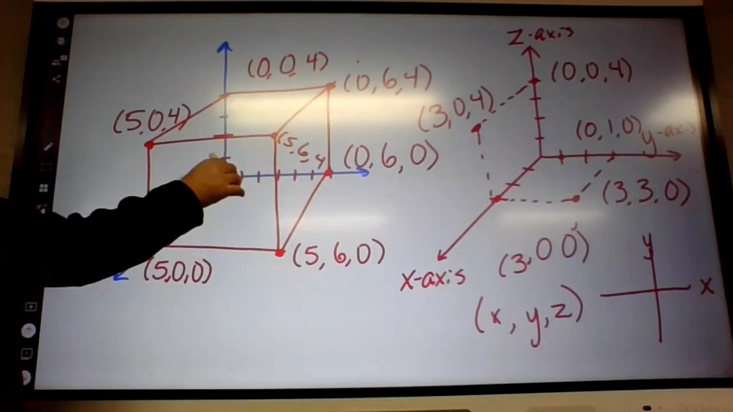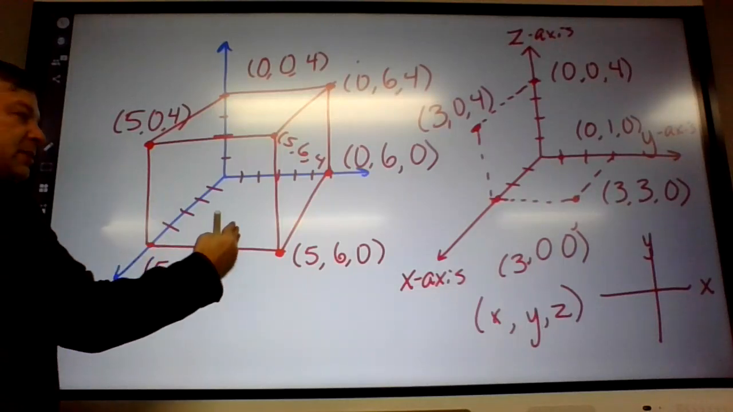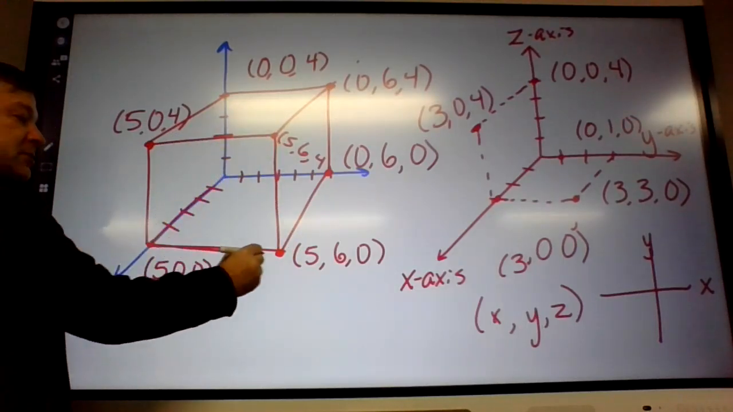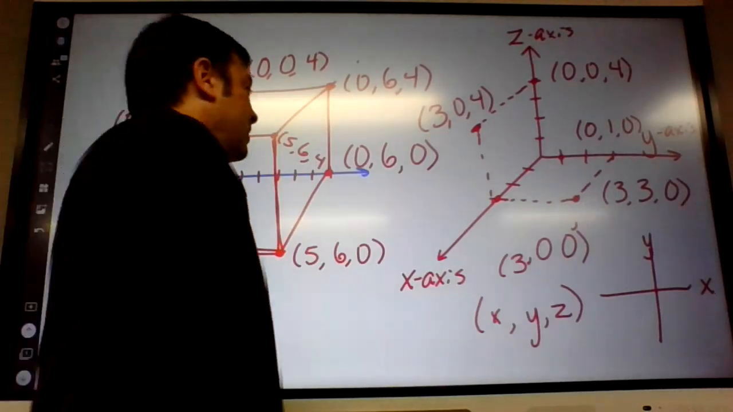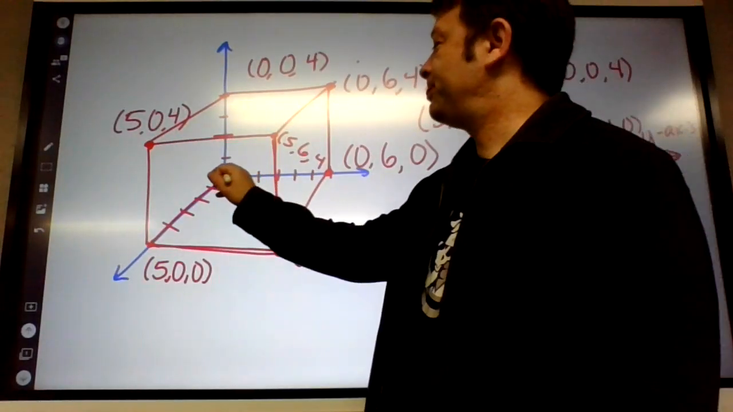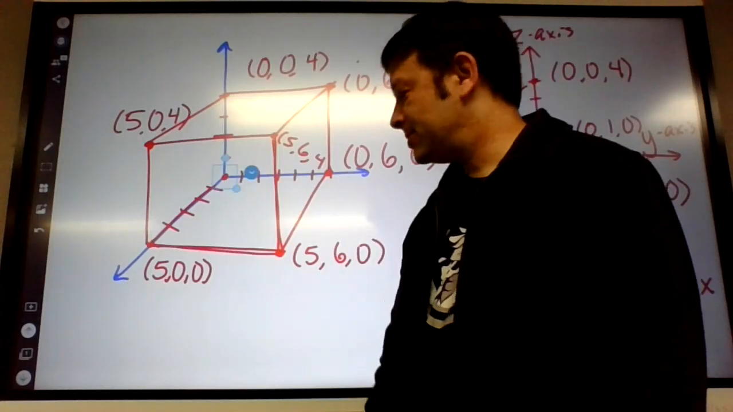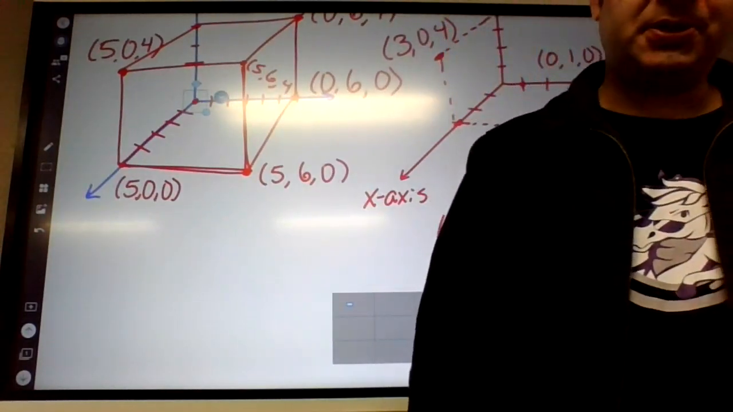Yeah, you gotta use your 3D imagination. It's coming out, it's going to the right, and it's going up to get there. You kind of have to travel along this path to get there. All right. So what would this point right here be? 0, 0, 0. Origin.